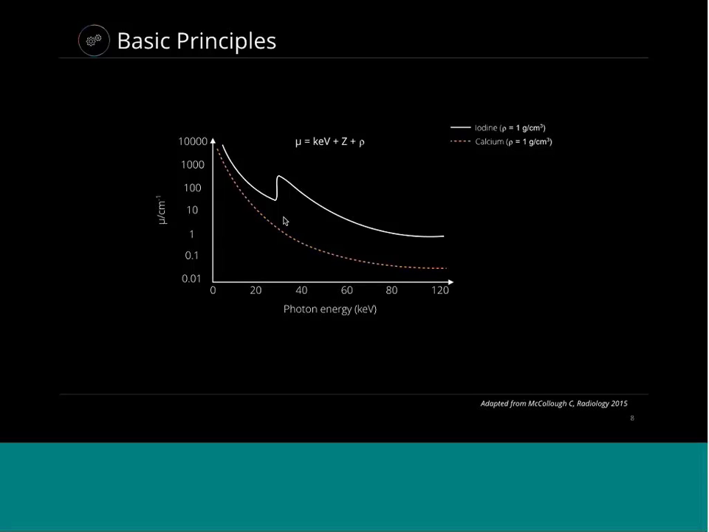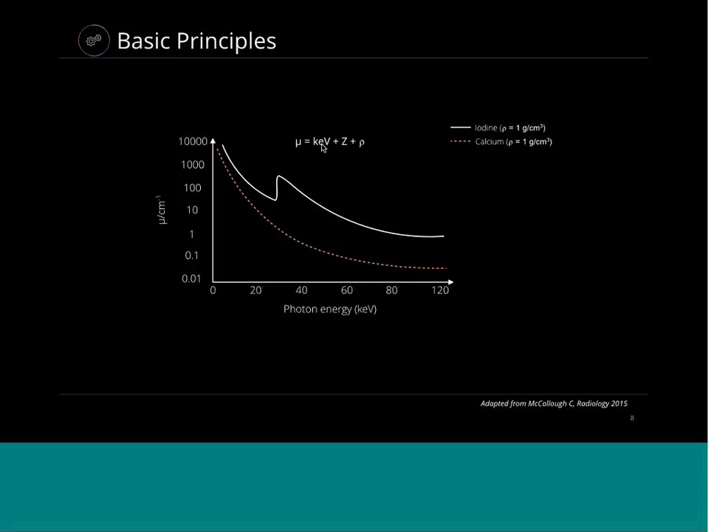So let me show you this graph too. Here you've got two materials. You've got iodine in this solid white line and calcium in this dotted line. And if you look at its attenuation, which is this symbol here, it's dependent on three things: the energy at which you image, the atomic number, and the density.